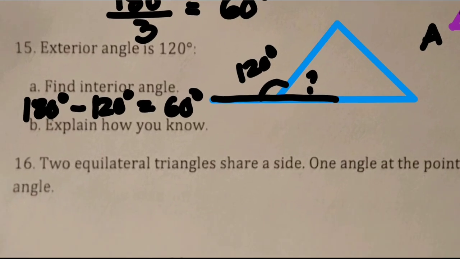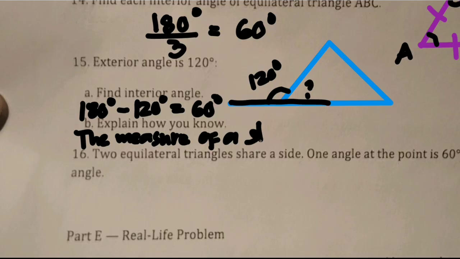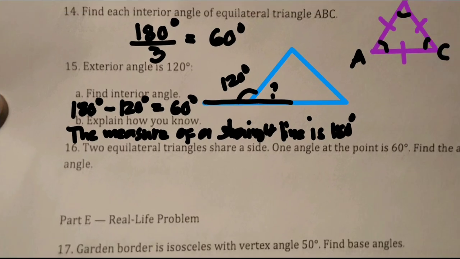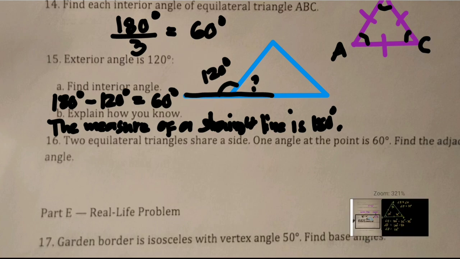Okay. No questions? Explain how you know. You can say here the measure of a straight line is 180 degrees. And interior and exterior are supplementary, so that means they measure 180 degrees, but we're given the exterior angle, so you just subtract 120 from 180. That's how you got 60. All right.